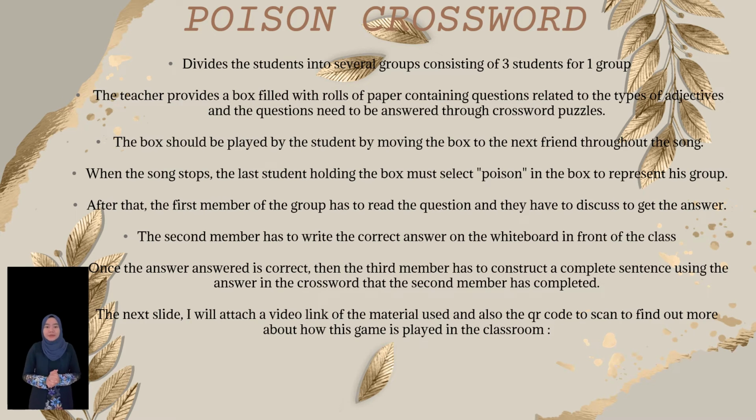After that, the first member of the group has to read the question and they need to discuss to get the answer. Next, the second member has to write the correct answer on the whiteboard in front of the class. Once the answer is correct, then the third member has to construct a complete sentence using the answer in the crossword that the second member has completed. Then, the game will be repeated until the time expires.